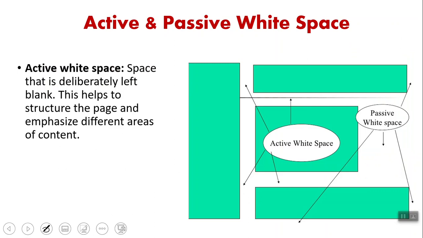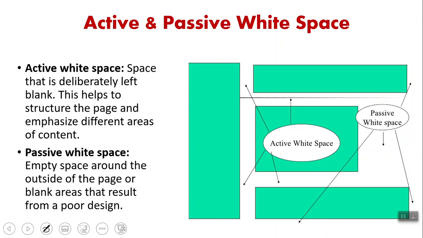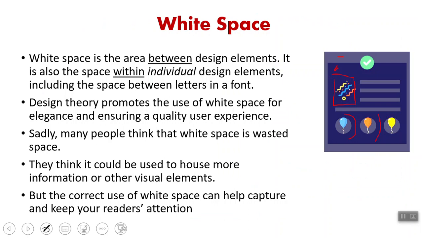Active white space means that space has been deliberately left blank. It helps to structure the page and emphasize different areas of content. Passive white space is the empty space around the outside of the page or blank areas in a page that result from poor design. So in our previous picture, this lighter indigo here, this lighter purple, that's a really good use of passive white space. Just gives you kind of a white border around the document that you're looking at.